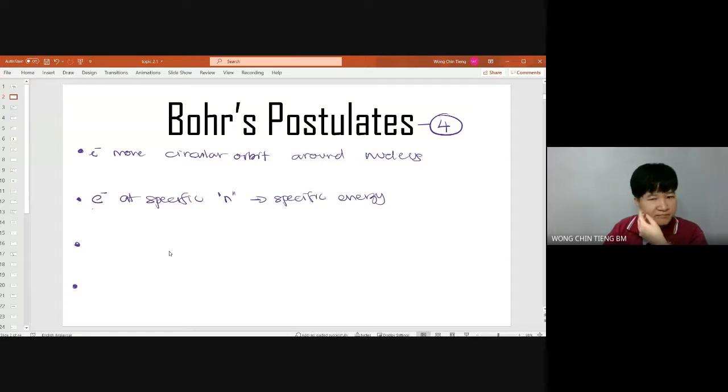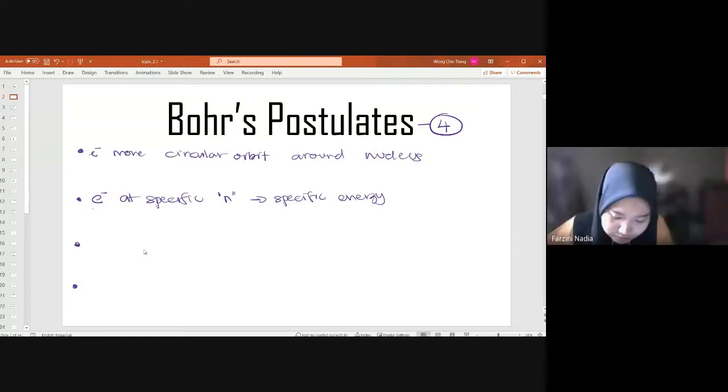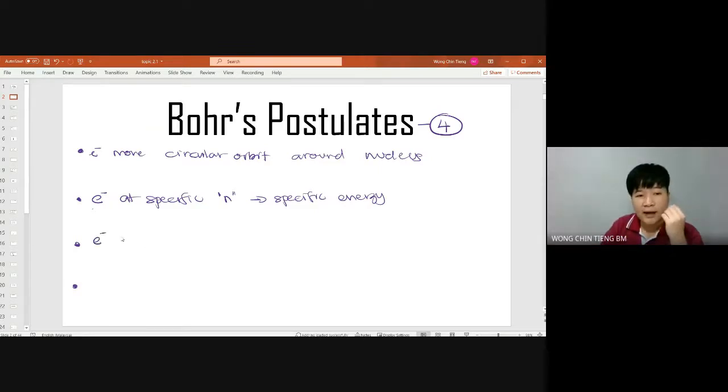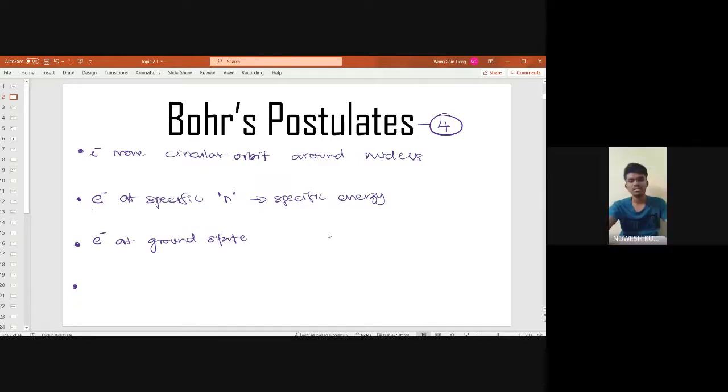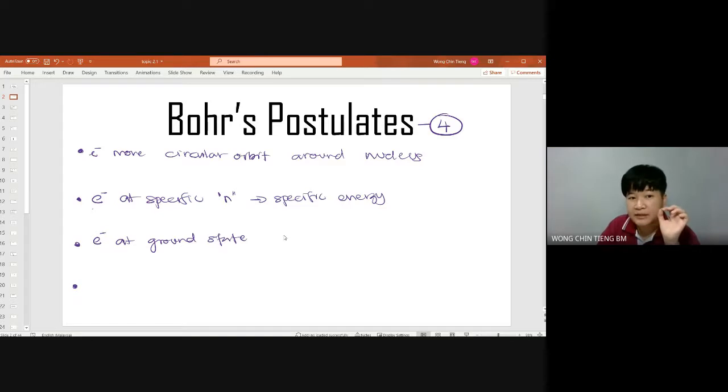No energy is observed or released by the electron when it is at ground state. When the electron is at ground state, it means the electron is at the specific energy level tadi. Adakah ground state bersamaan dengan satu? Class? No. Saya nak ingatkan satu benda je. Bila saya kata ground state is not necessarily equal to one, dia boleh jadi satu, tapi dia tak semestinya jadi satu. Not a must untuk duduk pada satu.